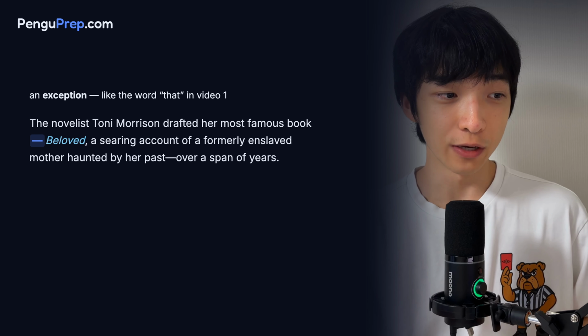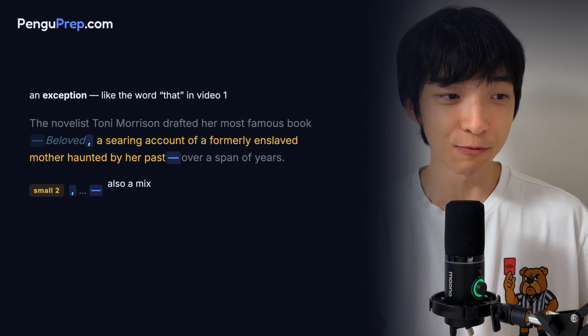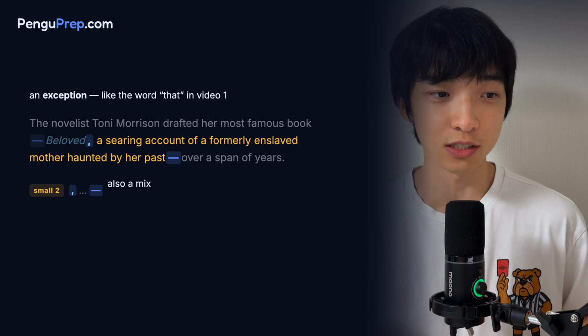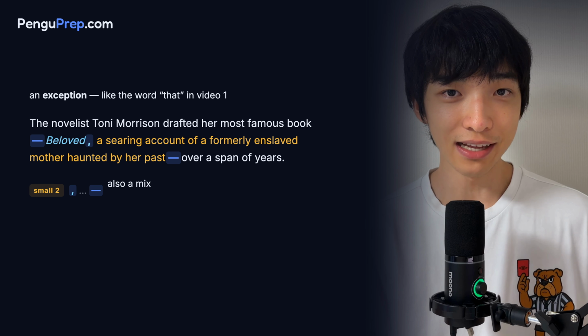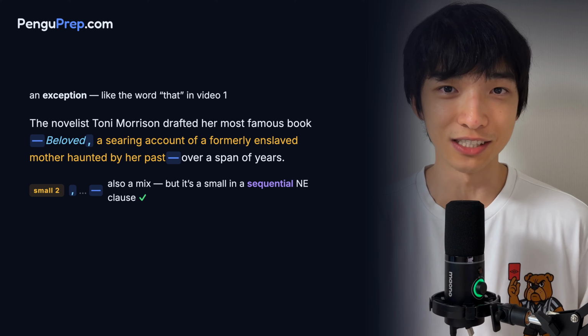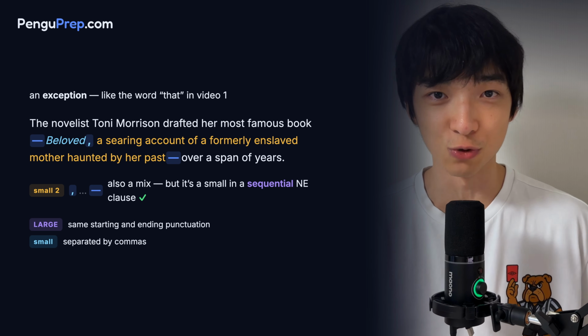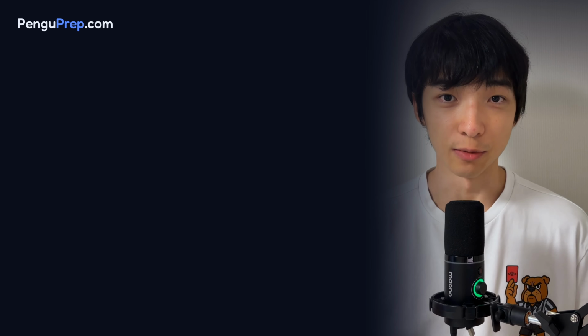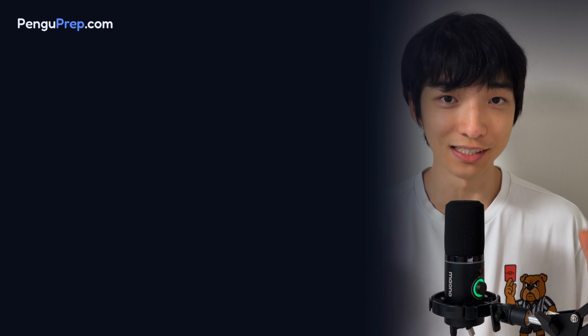Even in the first example, we actually broke the rule by surrounding the clause from "a searing account" to "past" with a comma and a dash. But again, it's a small non-essential clause that's part of a sequential non-essential clause, so it's okay to do that as long as you abide by these 2 rules. Now let's try this problem together. Please pause the video, read it first, then listen to my explanation.